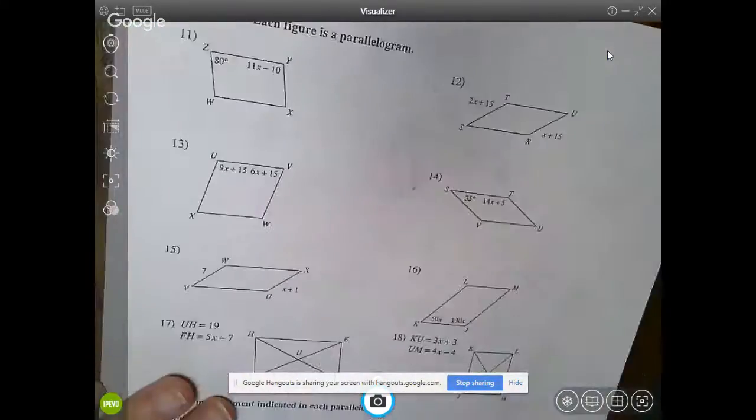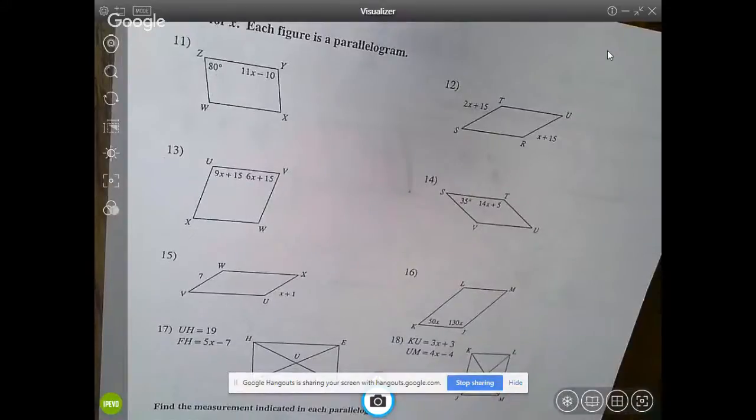Okay, so if we look at these measures, now the good news is they only want you to find X. The bad news is that on your test, they probably want you to find the angle measures. So we're going to stop at X, but then to get the angle measures, you'll have to plug X into the angles to get the value. And I'll demonstrate that once or twice.